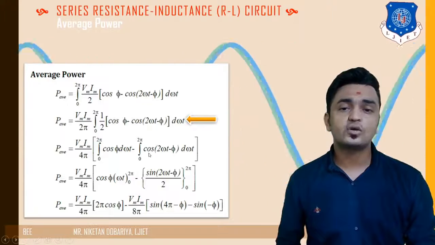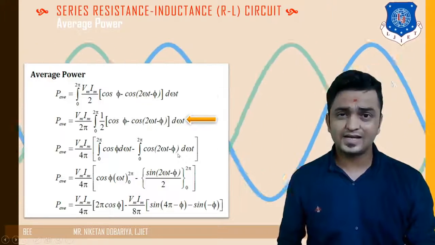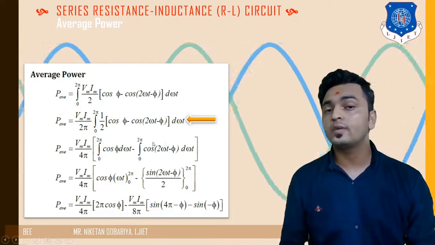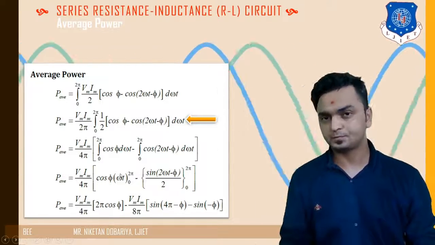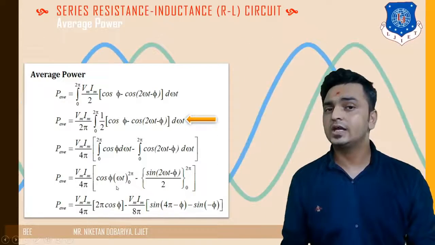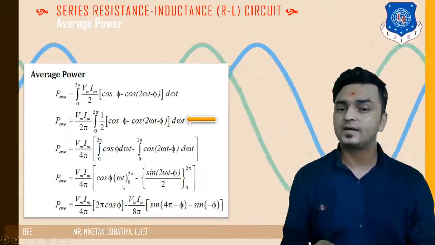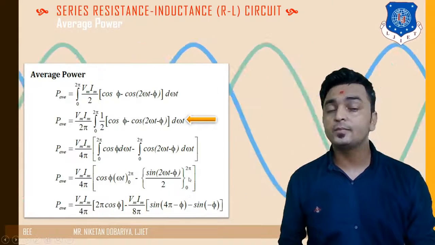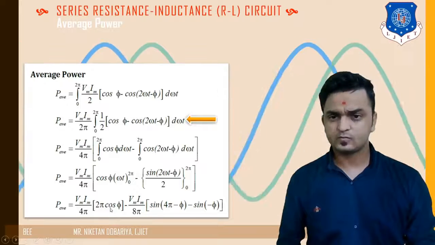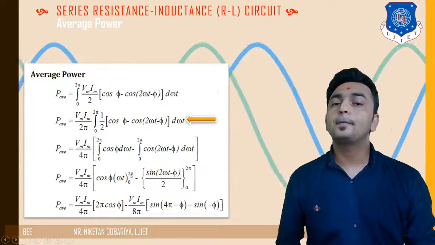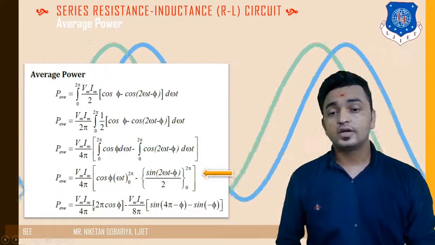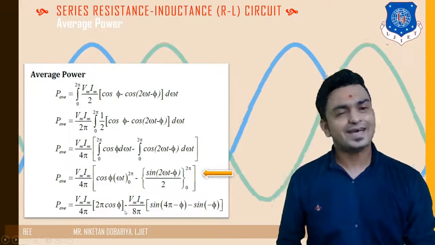In a similar way, the integration of cos(2 omega t minus phi) is going to be sine, and the angle is 2 omega t minus phi. Since omega t has a 2 in multiplication, that 2 goes in division. So the term will be sine(2 omega t minus phi) divided by 2, and the limits are 0 to 2 pi. If we put in these values for the first term, 2 pi minus 0 gives 2 pi, and cos phi stays as it is.